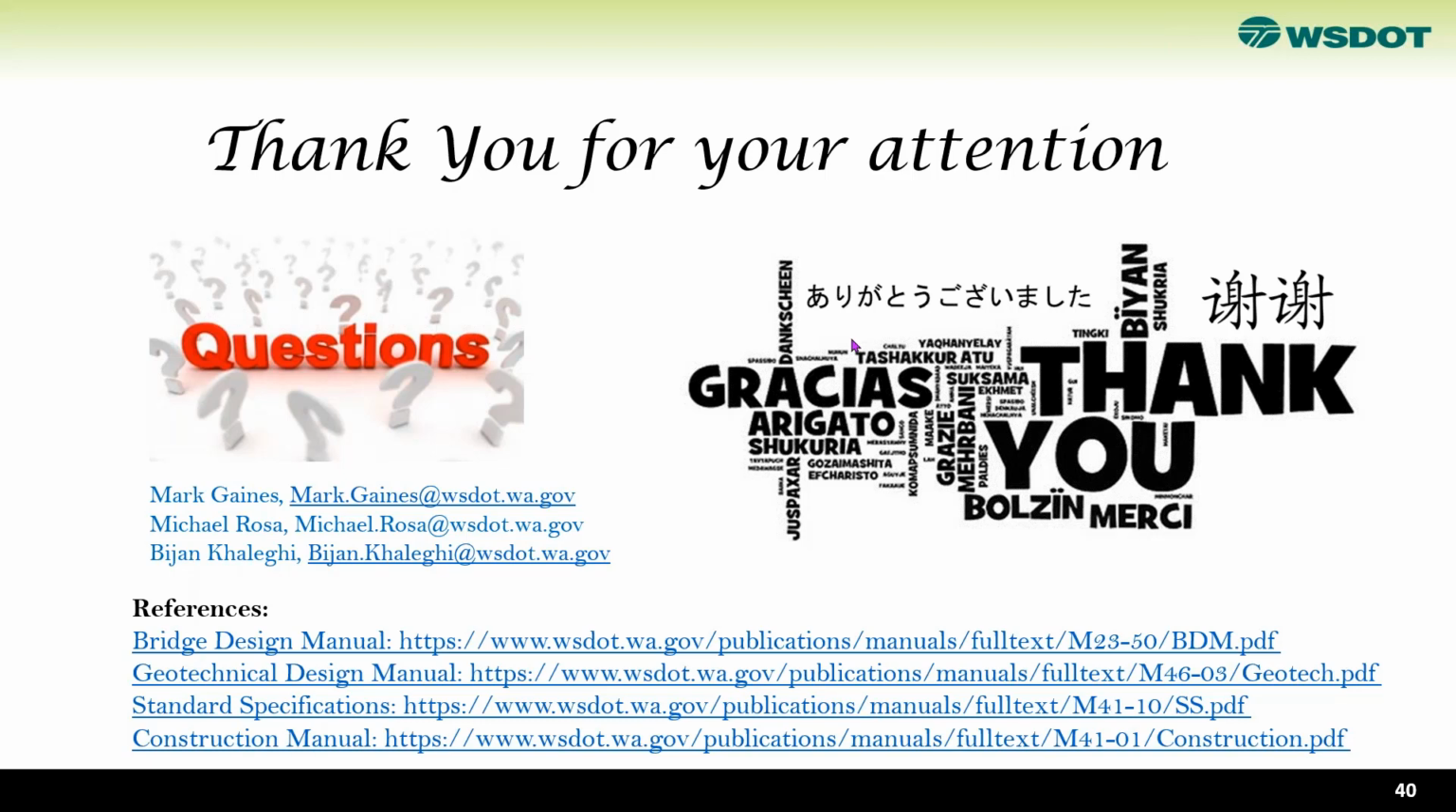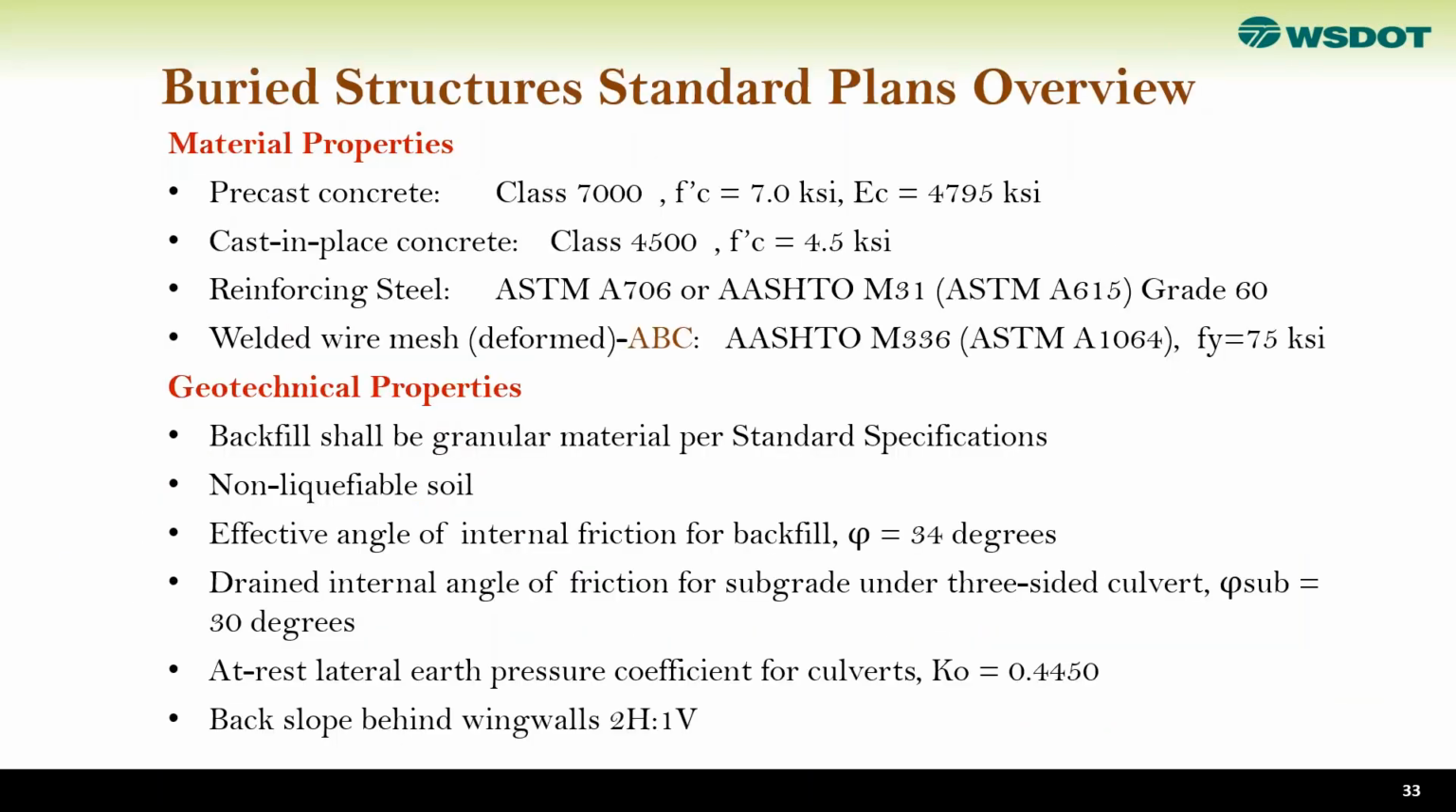Okay, thank you. Next question, what range of horizontal earth pressure is used in the design of the Washington box culverts? That was mentioned in one of the slides. The horizontal earth pressure uses a 34-degree effective angle of friction, and we do a conventional design for the at-rest earth pressure with a K0 of 0.445. We also use a drained internal angle of friction of 30 degrees, and a backslope of 2 to 1.